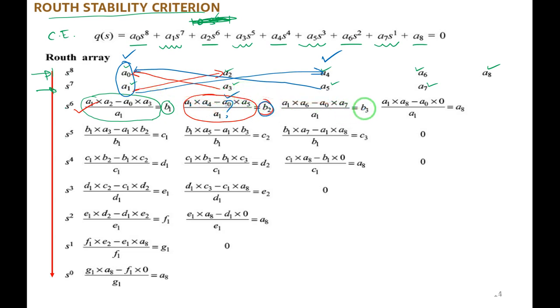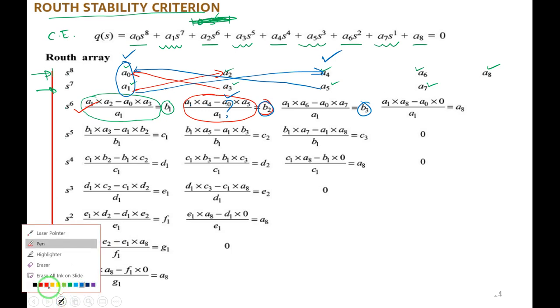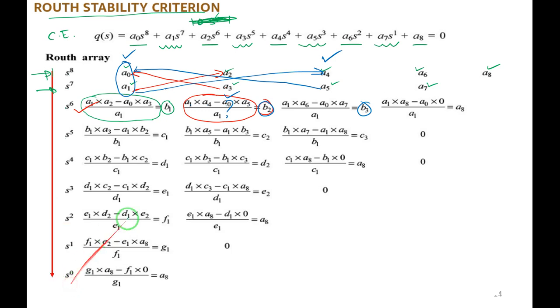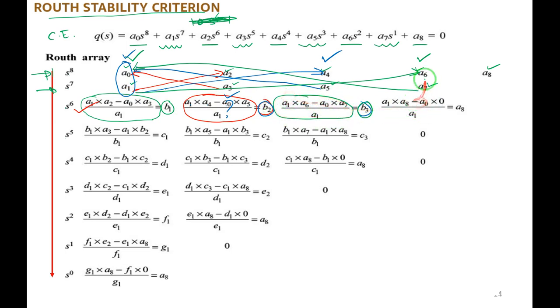Then how to calculate this b3 element? They have written the same procedure. Leave this row. Let me change the ink color to green. So how to get this b3 element? Observe here, leave this column. The first column is fixed and use this column, this and this. First column and this column. Leave this column, you should not use this. So a1 into a6 minus a7 into a0 divided by a1. So a1 into a6 minus a0 into a7 divided by a1. So we got this.